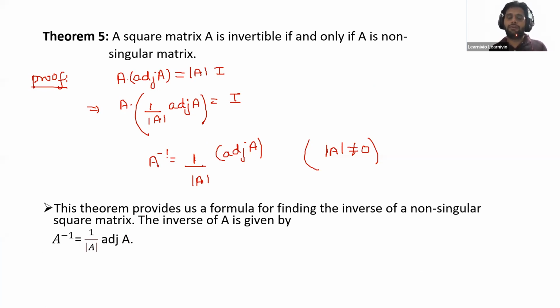So if we have a matrix A and we need to find the inverse, then we will use this formula: 1 by determinant of A into adjoint of A. You already know how to find the adjoint. You just need to divide the adjoint by the determinant, and you will get the inverse of A. Please note down this, confirm, then we will try some questions on the basis of this.